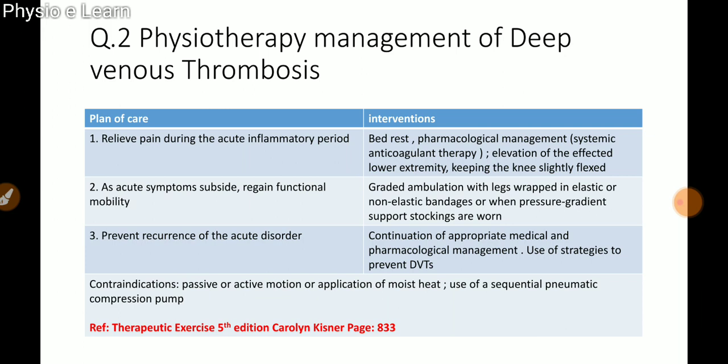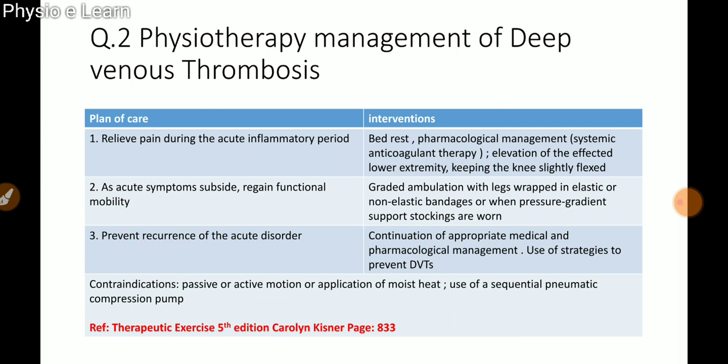Then third point, prevent the recurrence of the acute disorder. So the continuation of appropriate medical and pharmacological management, and also use the strategies for prevention of DVT. What the strategies for prevention of DVT are, we are discussing in the subsequent question.